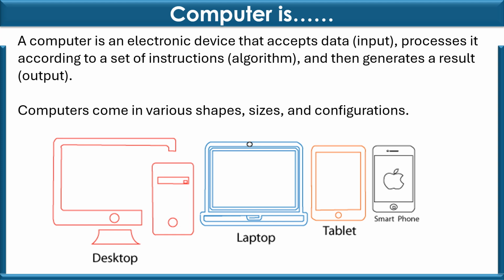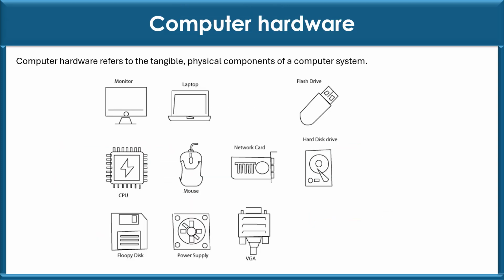Computers come in various shapes, sizes, and configurations. As you can see below, you can have a computer in the form of a desktop, a laptop, a tablet, or a smartphone, just as illustrated below on our slide.